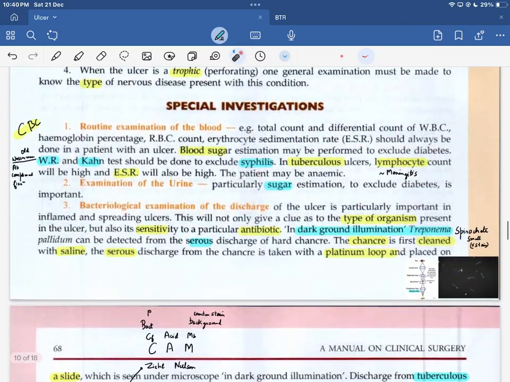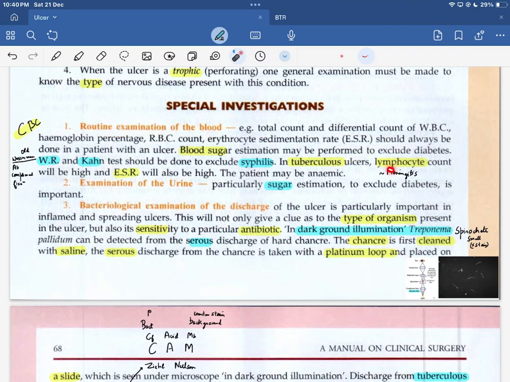So for the special investigation, you can do the routine examination of the blood, because we have the diabetes mellitus association, and we have the syphilis association. So these are the Wassermann and Kahn tests. These are antibody complement fixation tests for whatever antibody is there against the syphilitic organism, Treponema pallidum. These are the tests that are going to check.